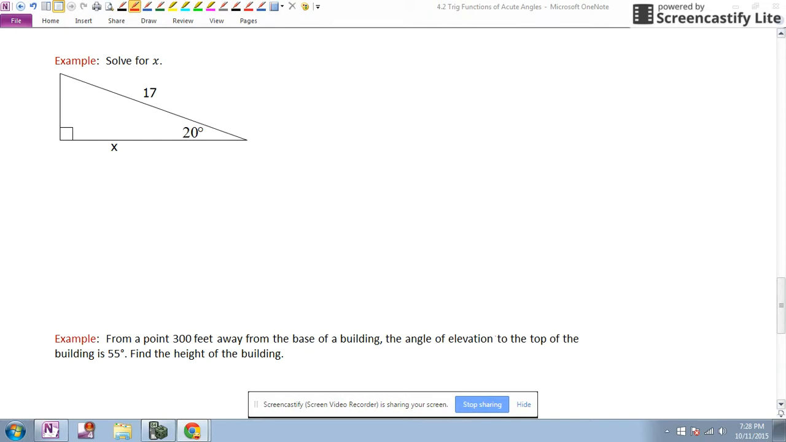So here's a triangle, and it could represent any situation. Like I've measured an angle to the top of a tree, and I have a rope to the tree, I don't know, 17 feet long, and I want to know x, how far away am I from the tree? Whatever, who knows, right? But let's figure out how we solve x.